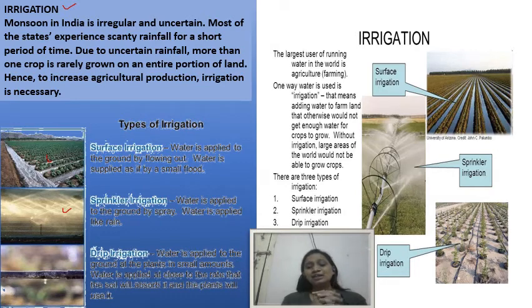Children, monsoon in India is very irregular and uncertain, is it? So most of the states experience scanty rainfall for a short period of time. Due to the uncertain rainfall, more than one crop is rarely grown on an entire portion of the land. Hence, to increase agricultural production, irrigation is necessary.